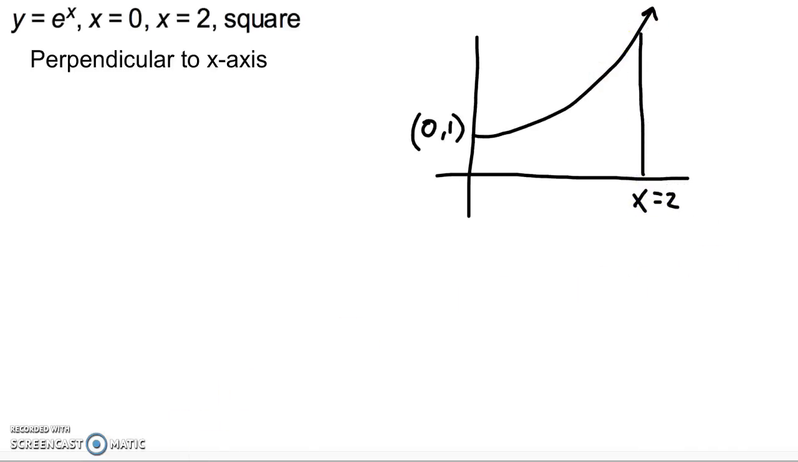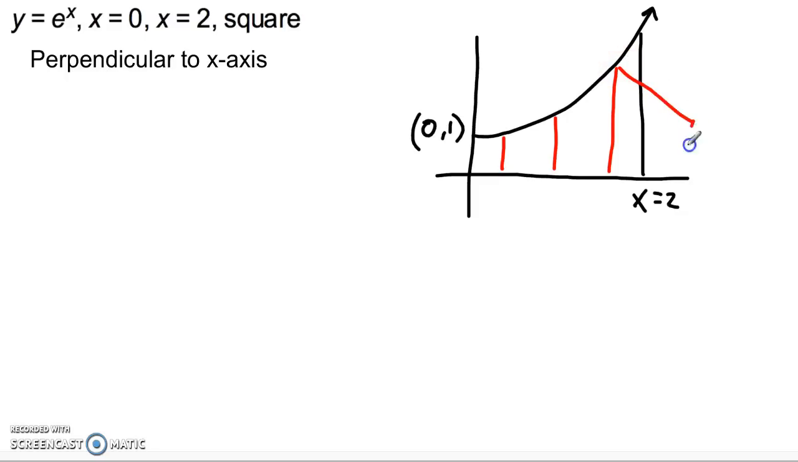So what I'm doing, if I'm taking vertical cross-sections, perpendicular to the x-axis that are squares, is each one of these slices, so I can put a slice there, I can put a slice there, I can put a slice there, and on each one of them I'm going to build a square. Now this is just a two-dimensional graph.